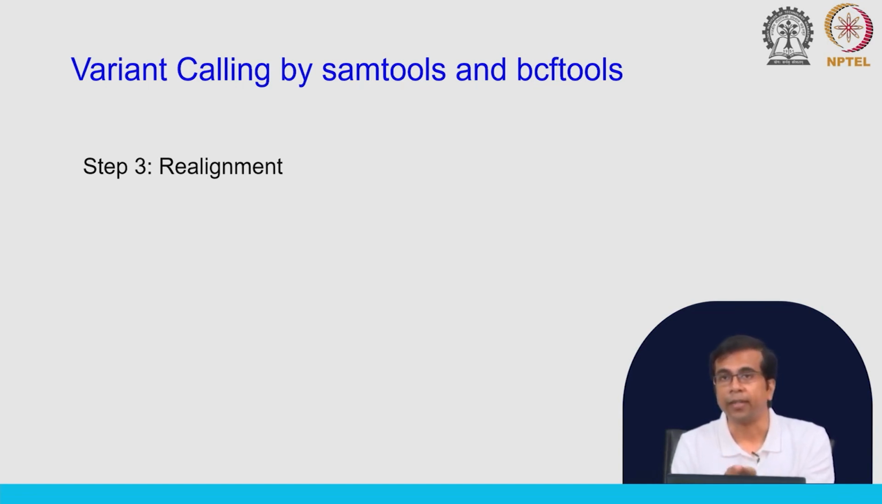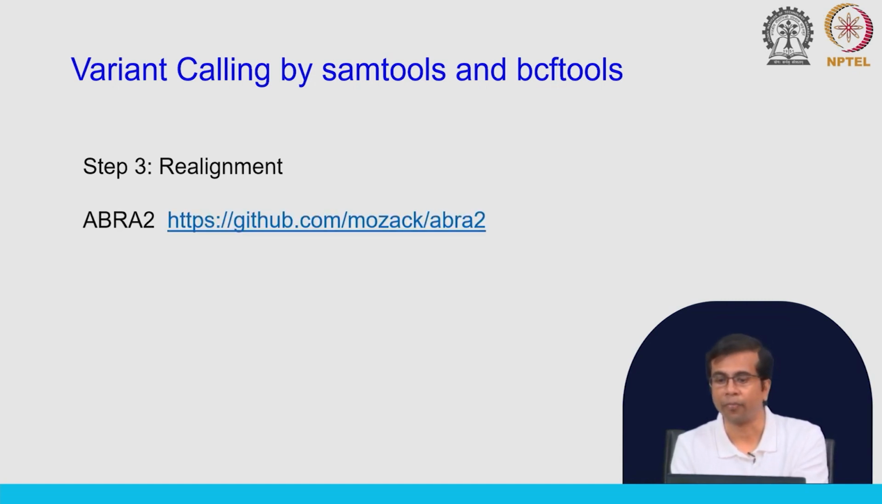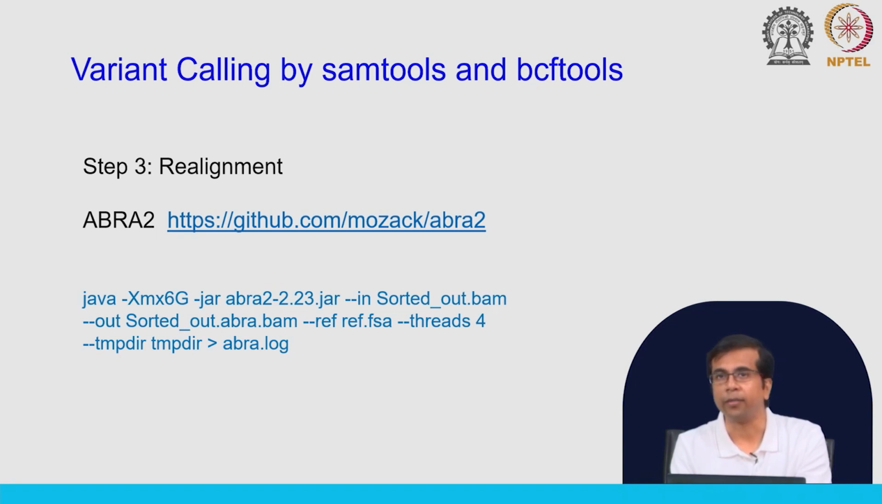So, coming to the next step, which is the realignment. Okay. So, realignment cannot be done with SwayamTools BCF tools, it does not have any such function, but we can use another standalone tool called Abra2. Okay. So, here is the link where you will find this package, and you can download and install and use this. It is very simple, you just download one single file, the compiled version, you just simply run. It requires Java, and this is the command that we will use. Again, I will explain what this command actually means, and we will run this command.